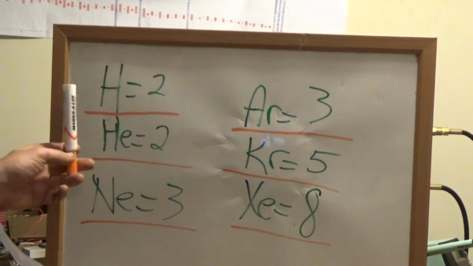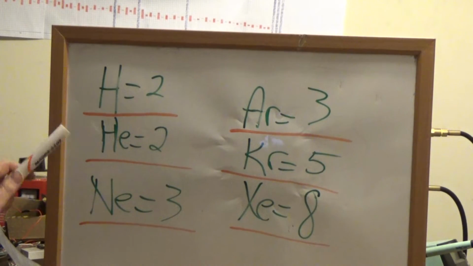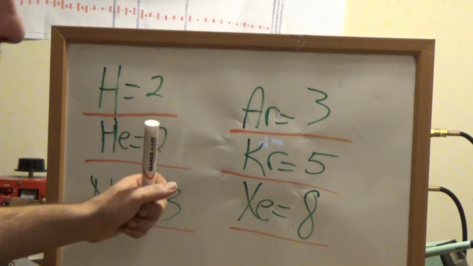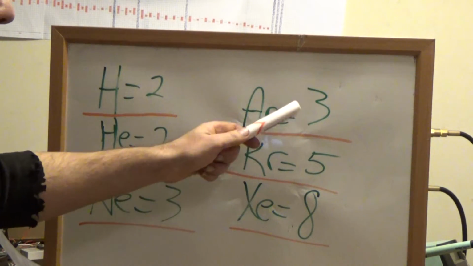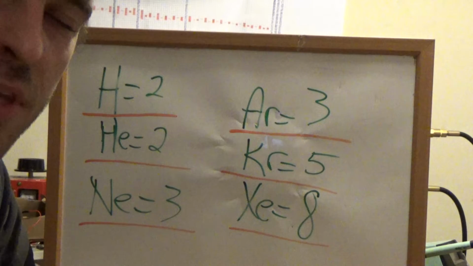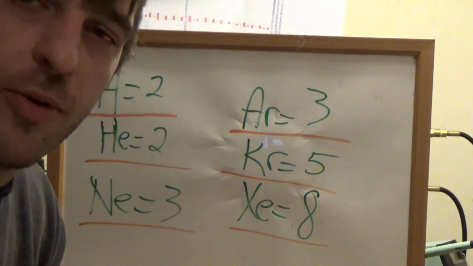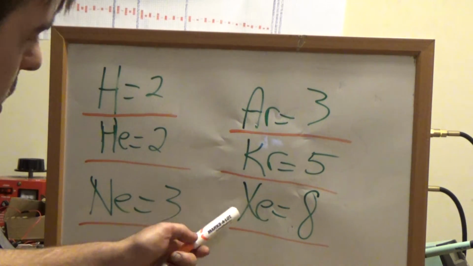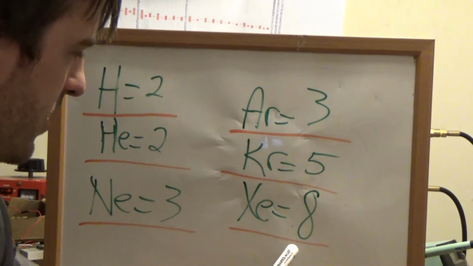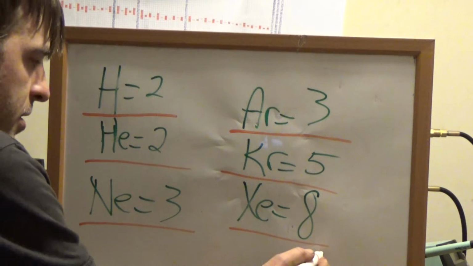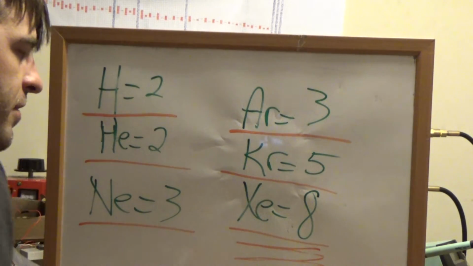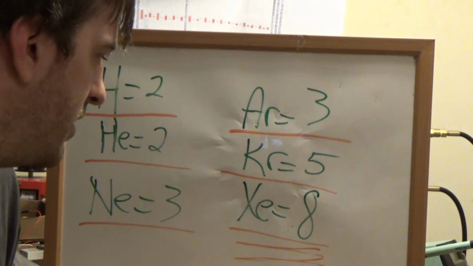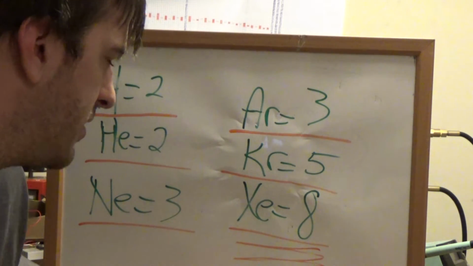Looking at some more isotopes, we have hydrogen, helium, and neon with 2, 2, and 3, argon, krypton, and xenon, which are heavier elements, and they can have 3, 5, and 8. So as we increase the number of neutrons inside of the nucleus, we can eventually increase the number of stable isotopes that we actually have, as seen here with xenon, that has 8 stable isotopes.